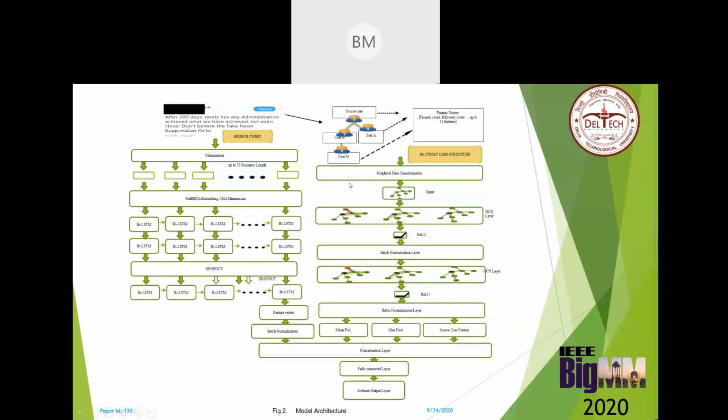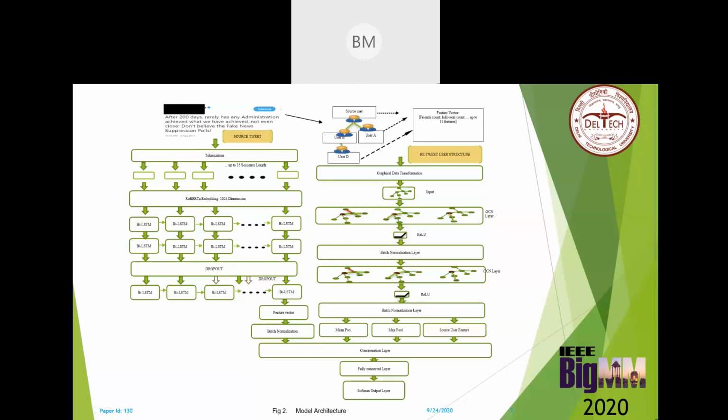Now, moving to the right hand side, we first convert the propagation part into a graphical matrix, which is of dimension n cross f, where n is the number of users involved in retweeting the particular tweet, and f is the number of features that I just discussed. We then feed this graphical matrix into graphical convolutional layers along with batch normalization. For the supervised graphical classification task, we need to retrieve a vector representation for each propagation pattern. So we are using a global mean pool layer and a global max pool layer in our experiments to extract a vector representation of each graph.